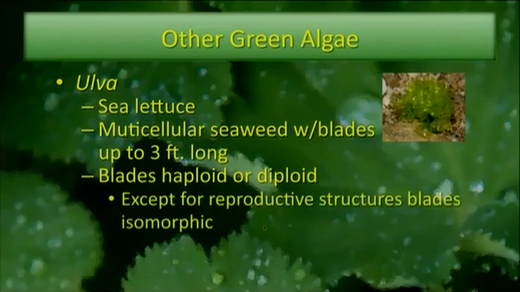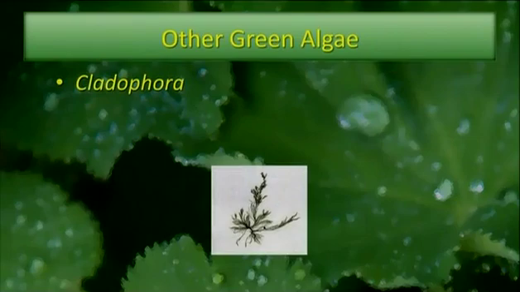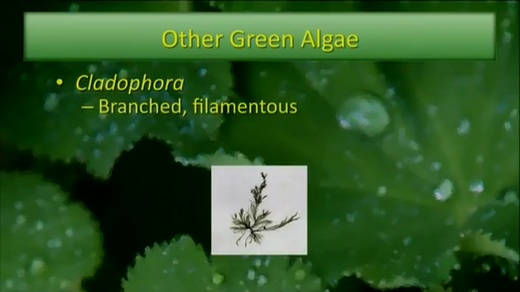So the blades are haploid or diploid, and except for the reproductive structures that are produced, the blades are isomorphic, or both the haploid blades and the diploid blades look the same. You can't tell the difference just by looking at them. You either have to follow their life cycle or you have to count their chromosomes. We'll see Ulva again.